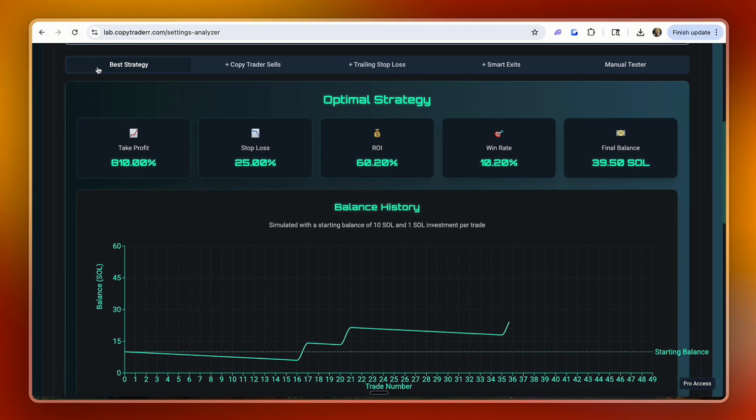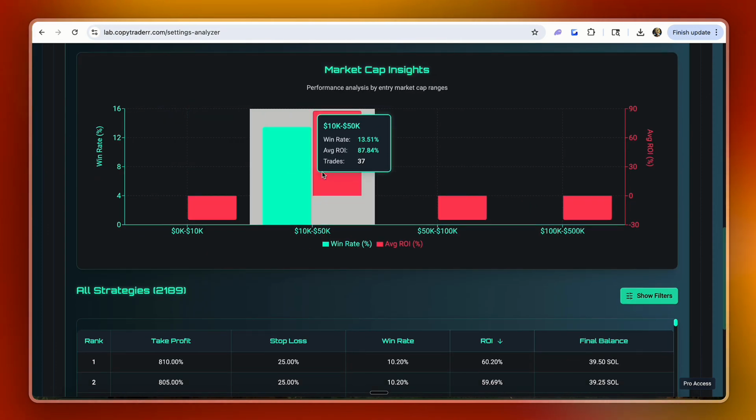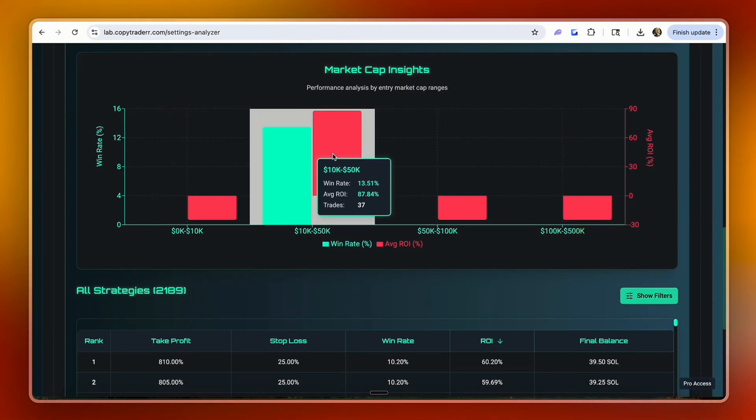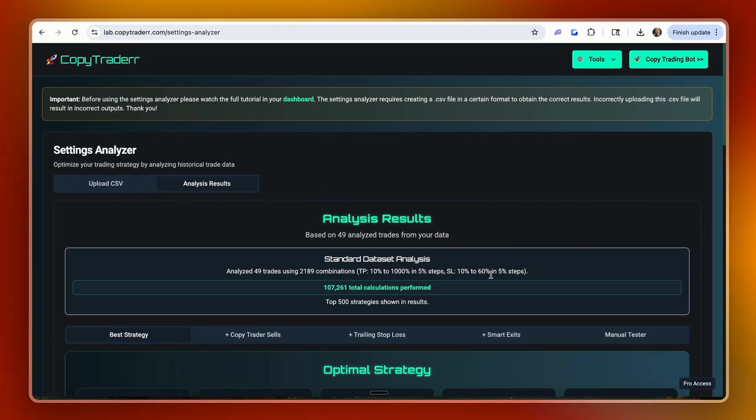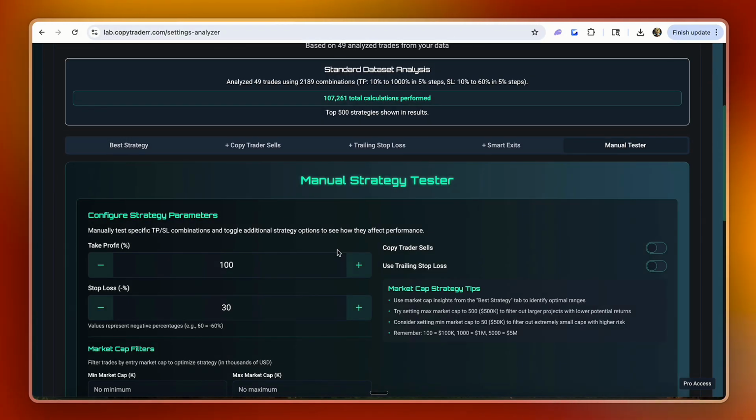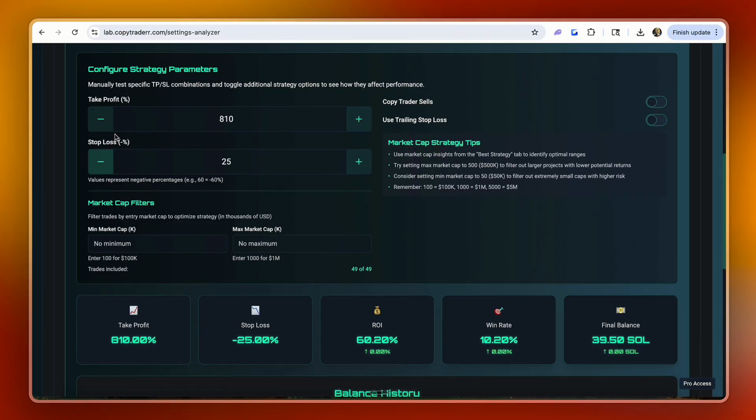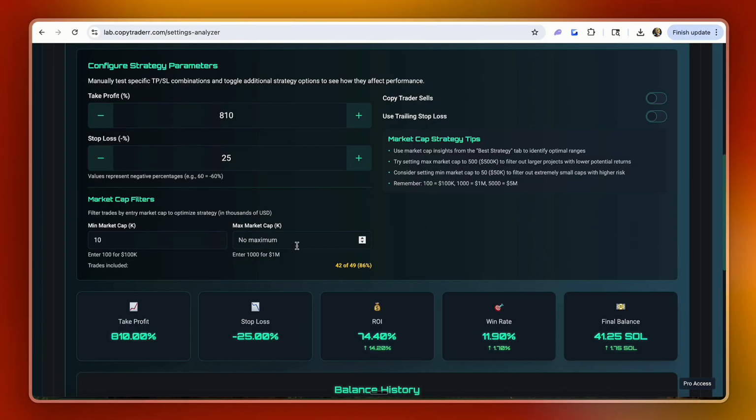So we've got our best strategy here, 25% and 810, but we can come down here and see, okay, we only won tokens that we entered between 10 and 50K market cap. So in OdinBot, we can actually set minimum and maximum market cap settings. And we can come up here to the manual tester. We can put in our best strategy. Okay, we've got it in here. We see the results line up. And now we can put our minimum and maximum market cap. So let's say we're not going to buy a coin that is under 10,000. And we're not going to buy a coin that is over 50,000.